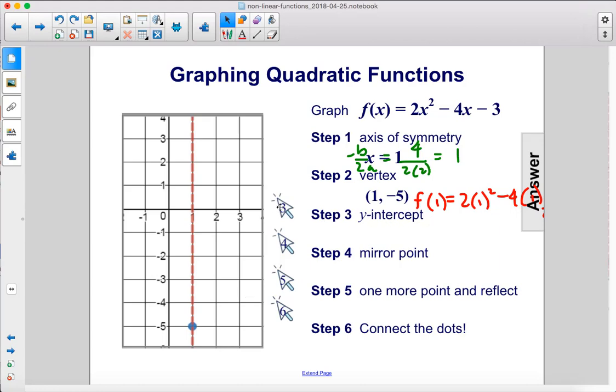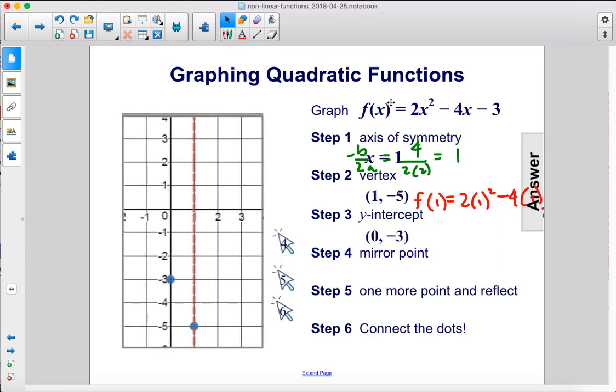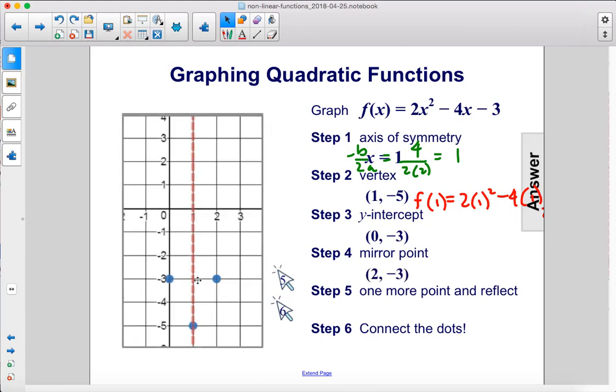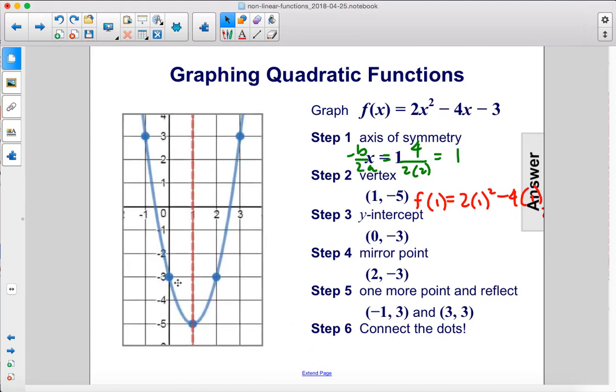Step 3 is the y-intercept. So we plug 0 into the function, and we get negative 3. So 0, negative 3, draw a dot. Next, we'll mirror that point over this axis of symmetry. And so then we get 2, negative 3 as this point. Step 5, we find the value at x equals negative 1, which is 3. So then we mirror that point over, and then step 6 is we connect the dots.